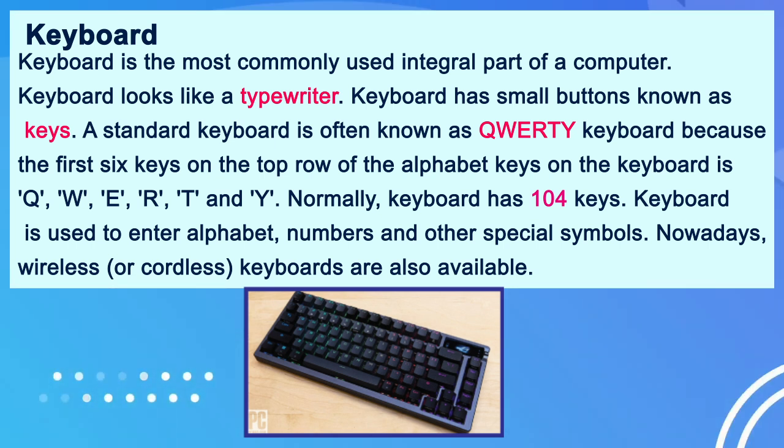Keyboard looks like a typewriter. Keyboard has small buttons known as keys. A standard keyboard is often known as QWERTY keyboard because the first 6 keys on the top row of the alphabet keys on the keyboard are Q, W, E, R, T, and Y. Normally, keyboard has 104 keys. Keyboard is used to enter alphabet, numbers, and other special symbols. Nowadays, wireless or cordless keyboards are also available.